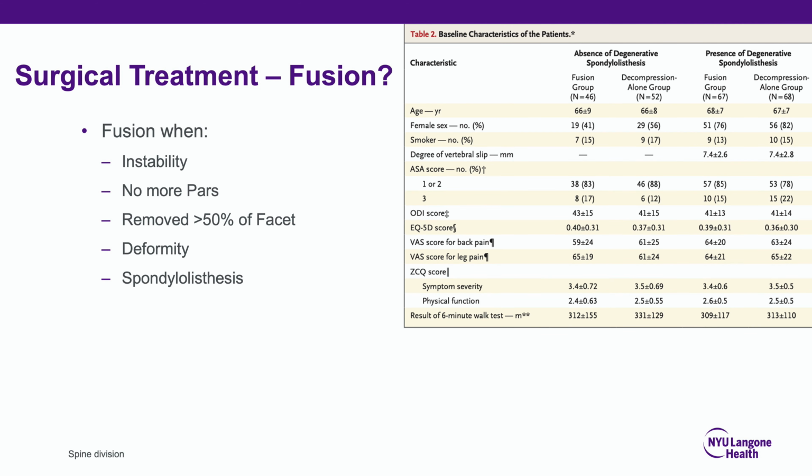What about fusion? So we talked about decompression in the SPORT trial, but is fusion an option? Is it mandatory? We usually talk about fusion when talking about instability, when there's no more pars for some reason, when we've removed more than 50% of the facets, and where there's deformity and spondylolisthesis. We can see a good randomized controlled study by Forst et al., published in the New England Journal of Medicine in 2016. And they showed there's no difference between groups in a mean score of ODI at 2 years, in the decompression alone and in the fusion groups.